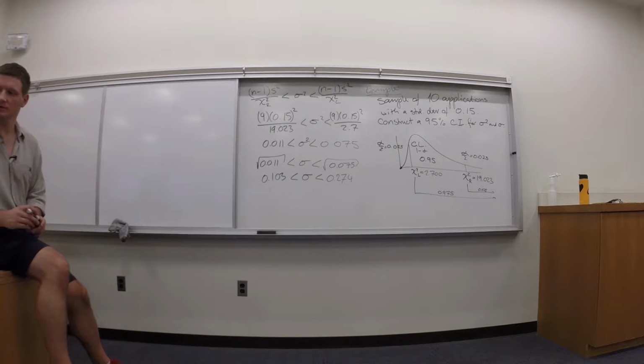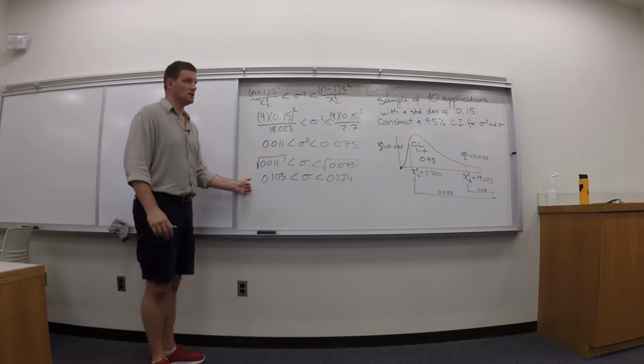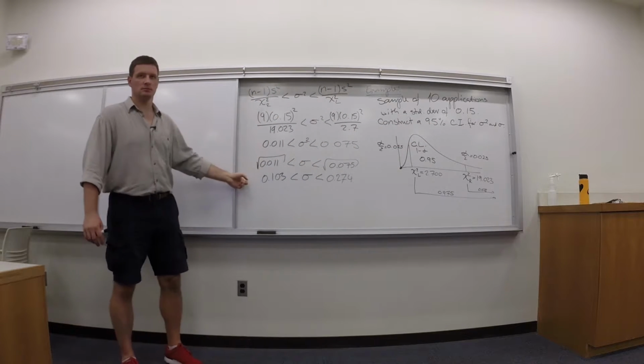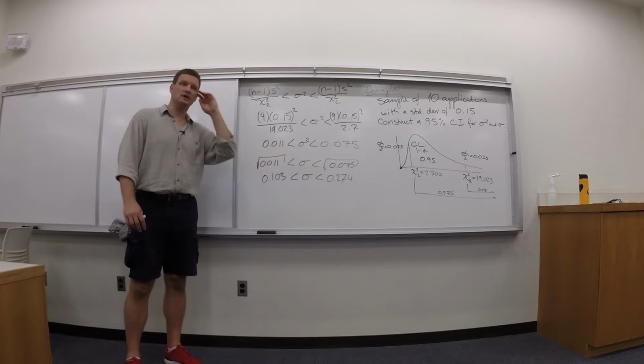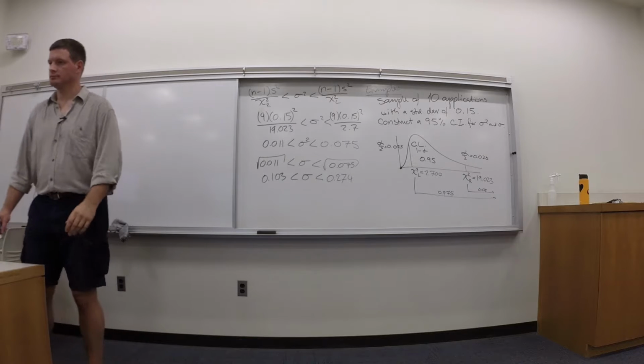And so what's the written answer, if we had to write an answer for this? How would you write an answer for this? You say, I don't know what the population variance or standard deviation is, but I'm 95% sure it will fall between those two values, or those two values. Cool.